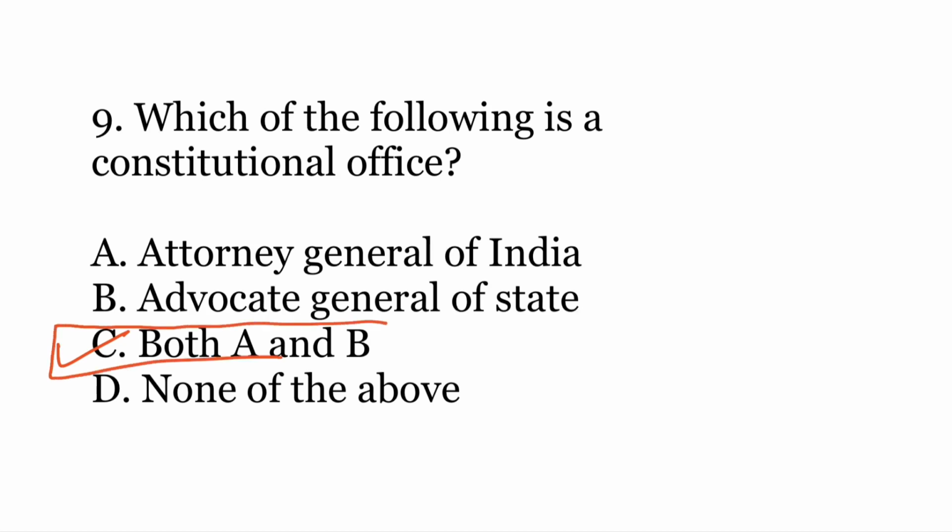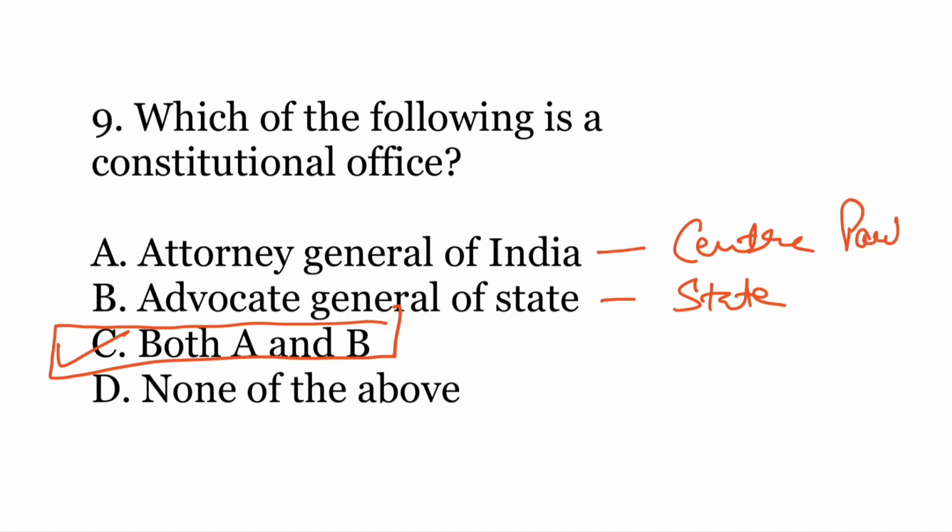Both these are constitutional offices, whereas the Attorney General of India works for the central government, the Advocate General works for the state government, and both these are the constitutional offices because the office of Attorney General of India is mentioned under Part 5 of the Constitution, whereas that of Advocate General is mentioned under Part 6 of the Constitution.